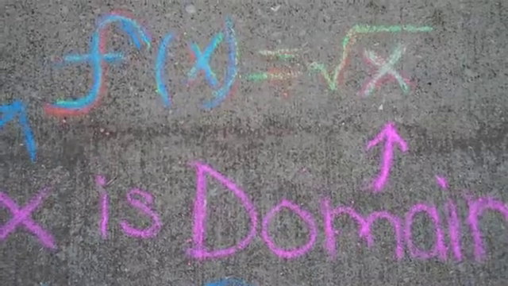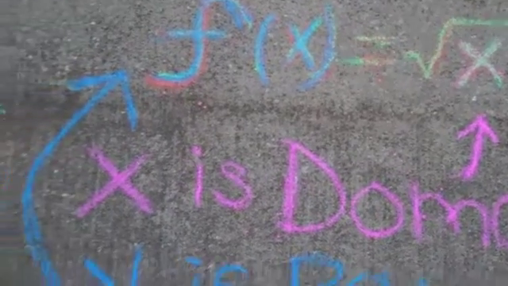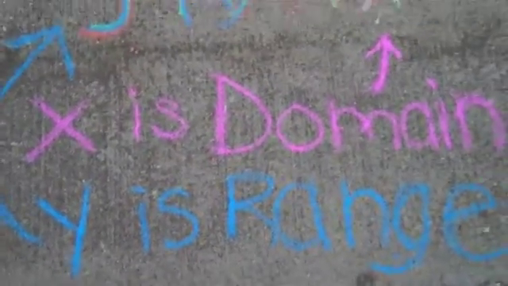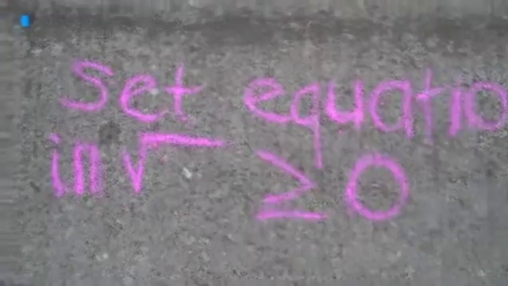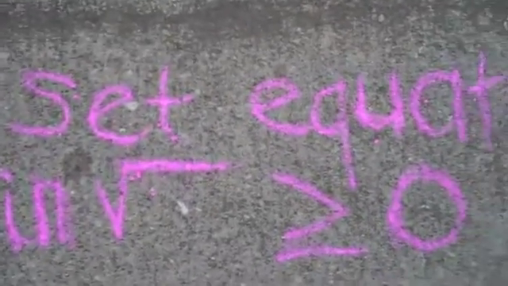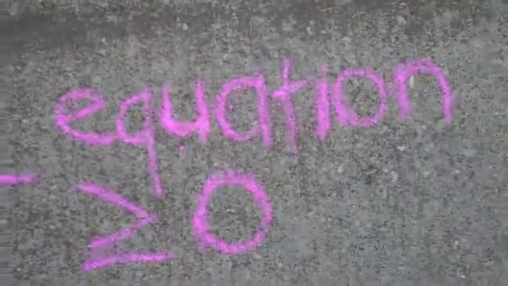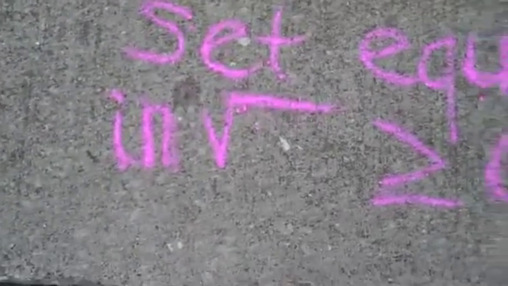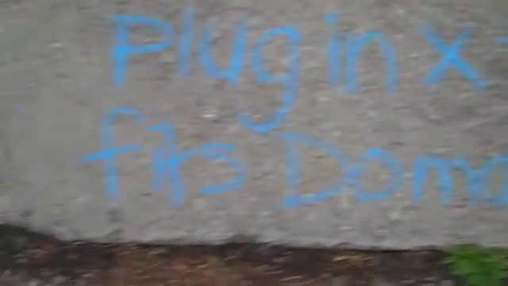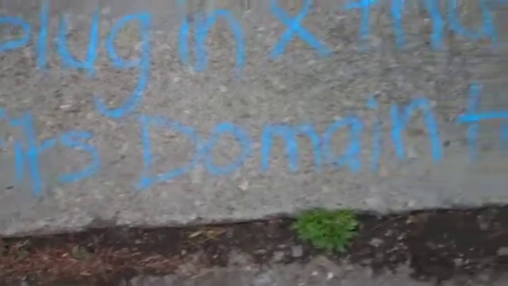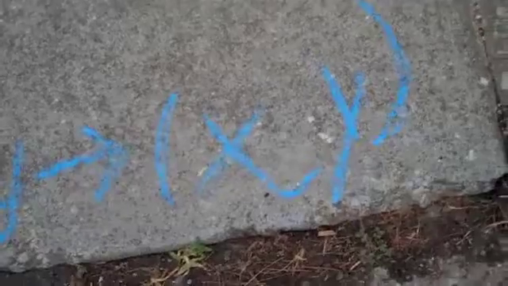In an equation, x is the domain and y is the range. To find the range, set the equation in the square root function greater than or equal to 0. To find the points, plug in x that fits the domain to find y. The points are x, y.